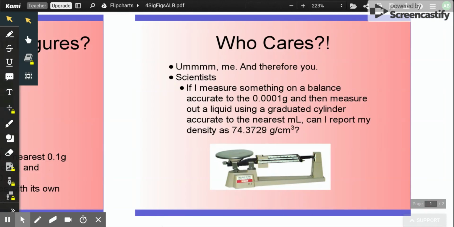So who cares? Me, and therefore you. Scientists care because you know how pi goes on and on and on forever. That's not really going to help me if I have to weigh out bricks and I need 0.00000000267 of a brick. I don't care. To me, that's not a brick.